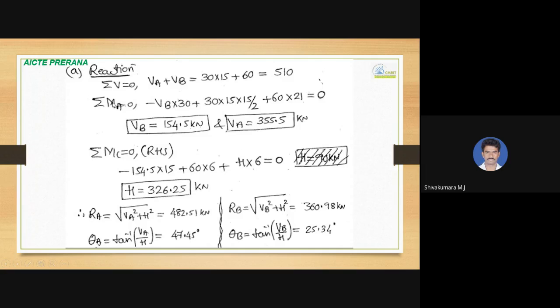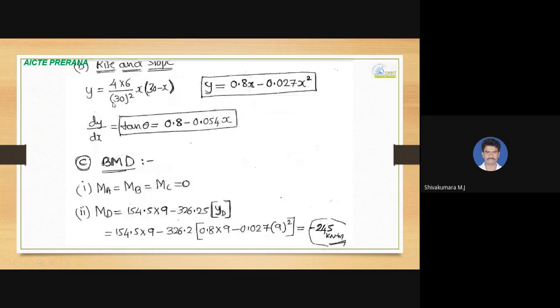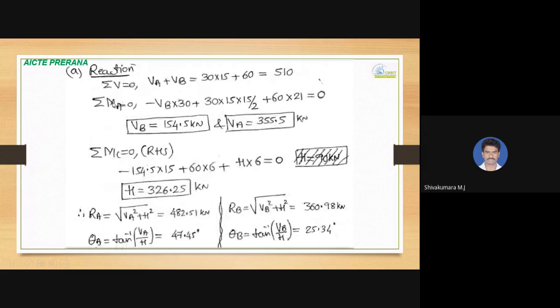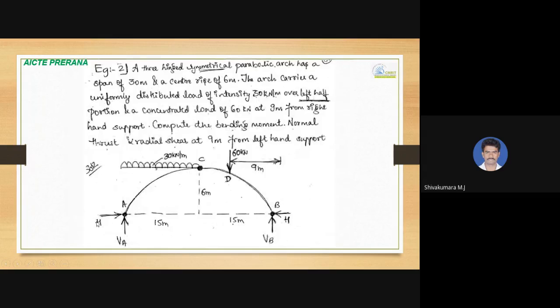And you can take a moment about any one support. So summation of MA equal to 0 is taken here. When it comes to moment about A, H and VA are passing through A, so that is 0. Next, 30 kilonewton over a span of 15 meter is acting, so 30 into 15, and if you convert that into a point load, it acts at the center, so that distance is 15 by 2. So 15 into 30 into 15 by 2, trying to rotate clockwise, positive. And then 60 into the distance 30 minus 9, that is 21 meter, trying to rotate in the clockwise direction.